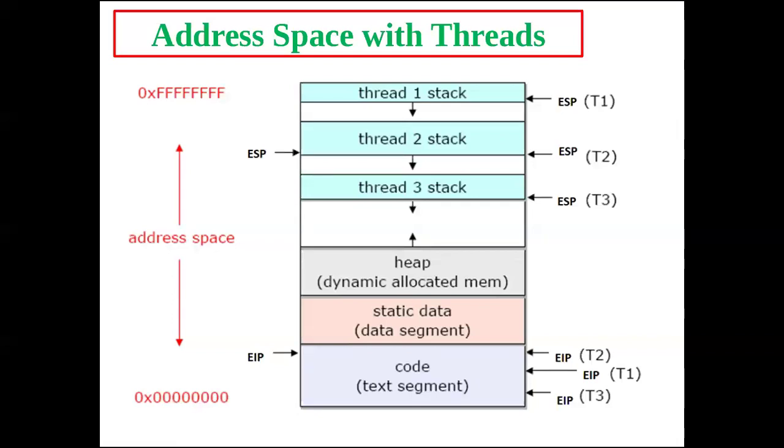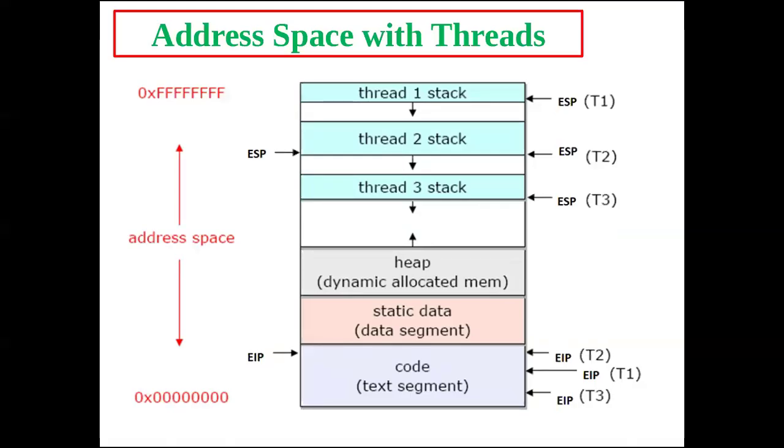Each ESP points to the top of the respective stack. And these arrows are pointing downward, so each stack grows downward. Now observe carefully. Code is shared, static data is shared, heap is shared. What is changing? Each thread has its own stack, each thread has its own ESP, and each thread has its own EIP.